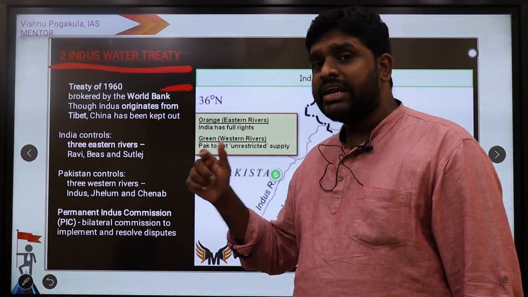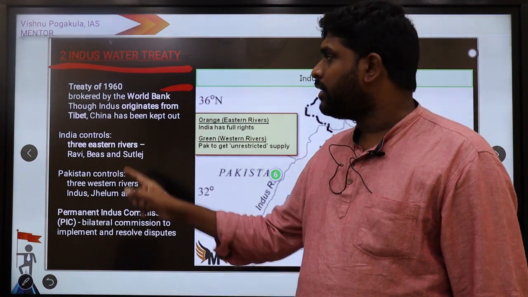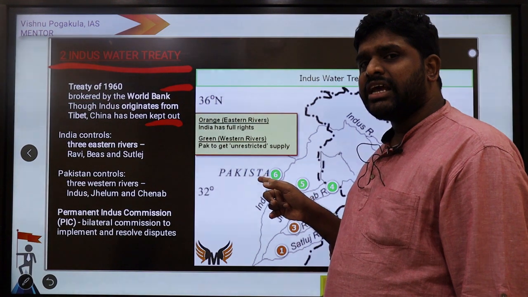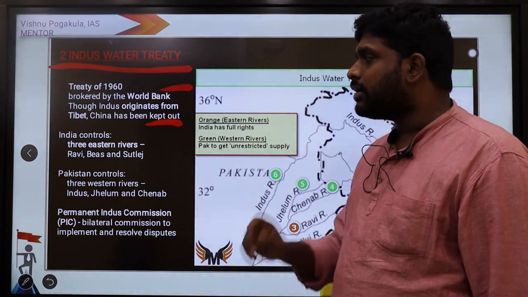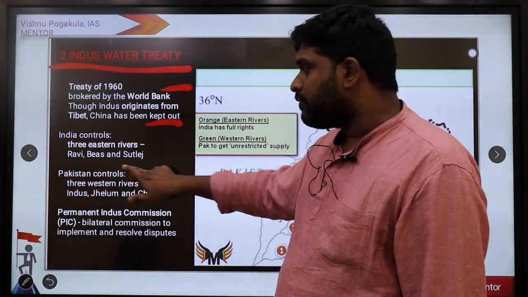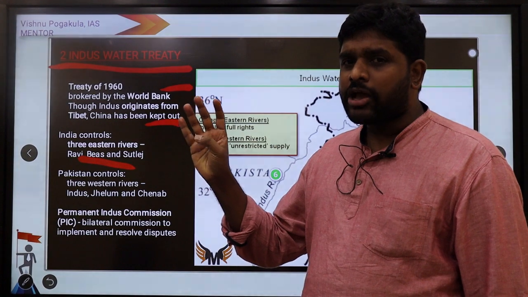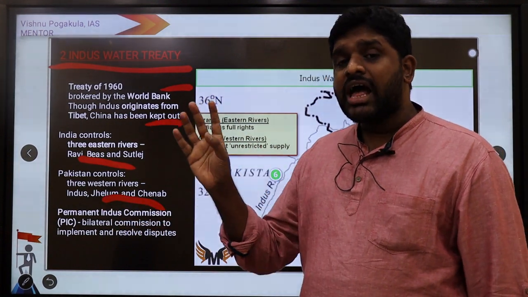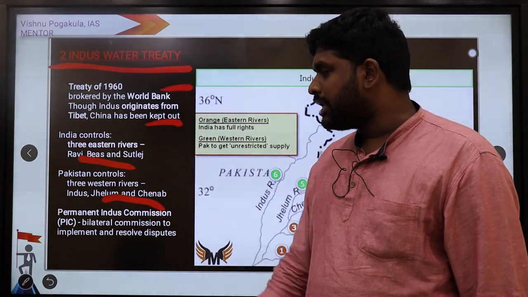So the Indus originates from India. Though the Indus river originates from Tibet, China has been kept out. Only India and Pakistan are discussed in the Indus Water Treaty. So China is not part of the Indus Water Treaty. India controls 3 rivers, RBS: Ravi, Beas, Satluj. Whereas Pakistan controls 3 western rivers, ICJ: Indus, Chenab and Jhelum.